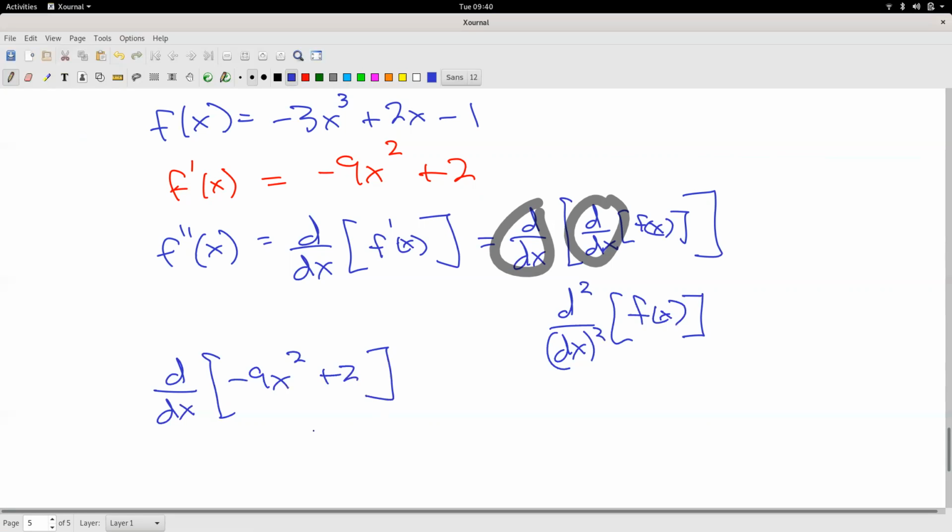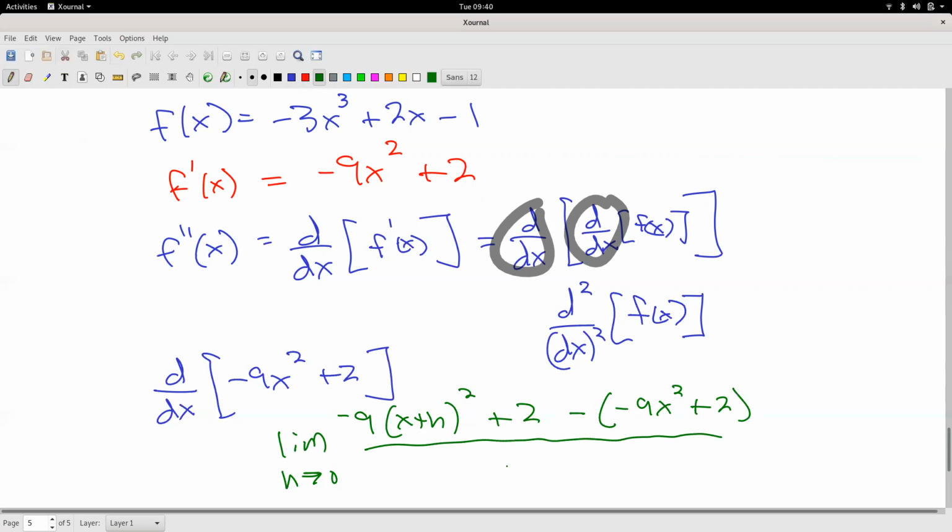So I want to know what is the derivative with respect to x of our last result, negative 9x squared plus 2. And I am confident that you guys can take that limit as h approaches 0 of negative 9 times x plus h squared plus 2 minus the original function, negative 9x squared plus 2, all over h, unless you really want to see me do all of that again. Your choice.